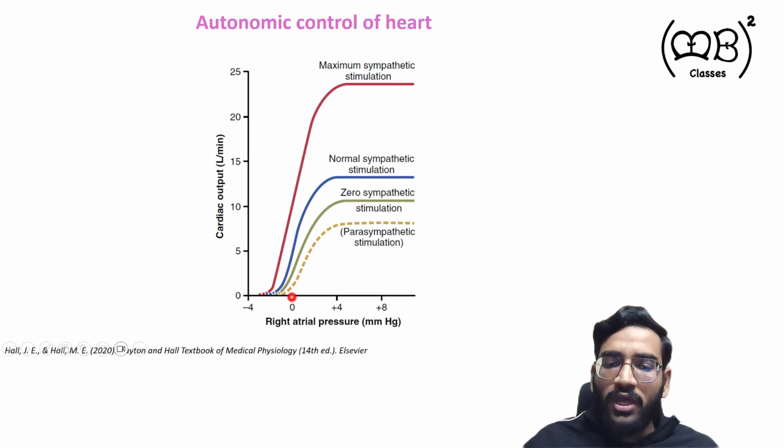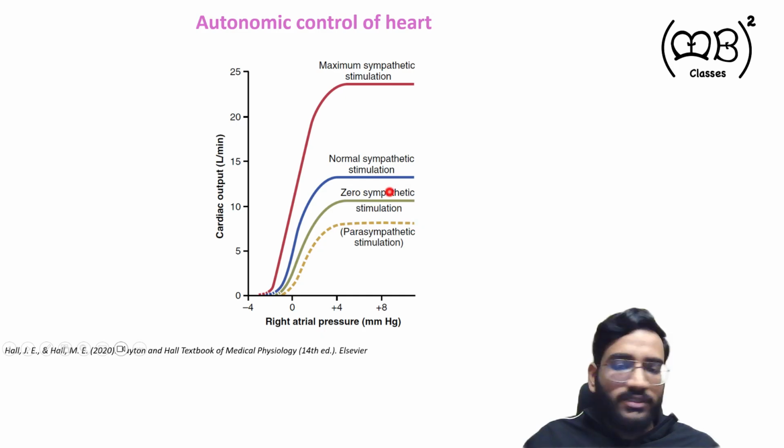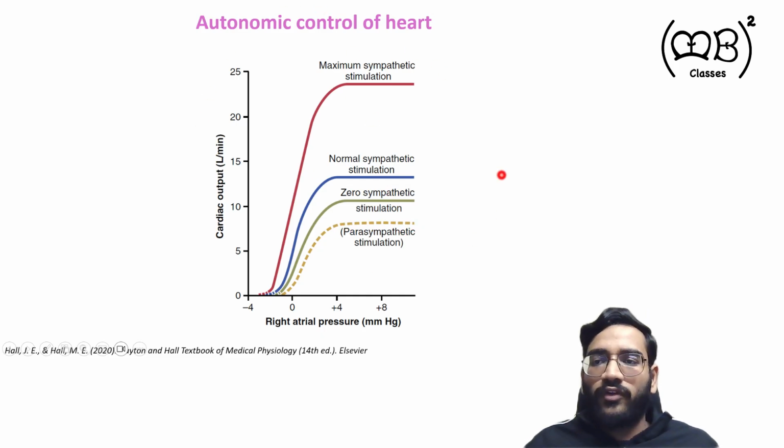Even at zero right atrial pressure, there is a 30% difference in the cardiac output, and this is the maximal cardiac output. If maximal sympathetic stimulation is there, it can increase the cardiac output up to 4 to 5 times the normal. And if parasympathetic stimulation is there, it will decrease the cardiac output. So this is how autonomic control of the heart is present.